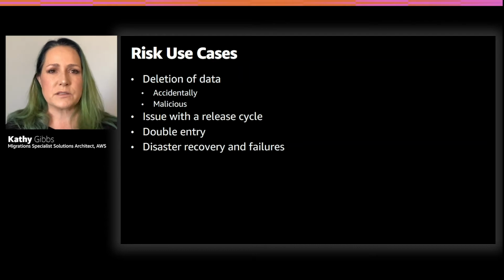We'll talk about issues with the release cycle. This is something that QA can usually get to all of the release questions and test everything, but sometimes something slips through. So we're going to talk about how we can alleviate risk there. Double entry is pretty self-explanatory. If I'm loading data and something happens and maybe it gets stopped and then it starts again and doubles all of the rows. And then we'll finish up and we'll talk through disaster recoveries and failures and how each of these can help you if you do happen to have a disaster.